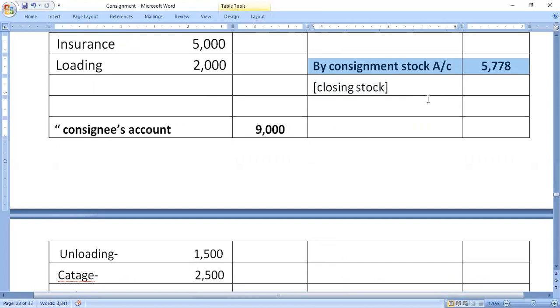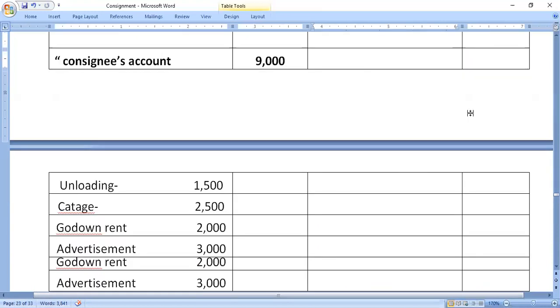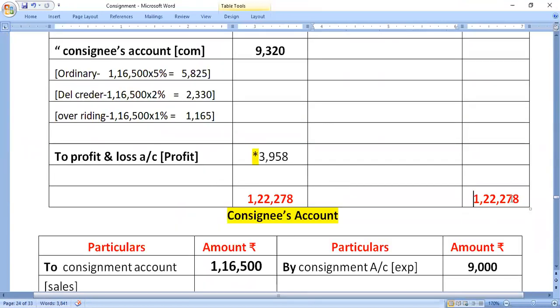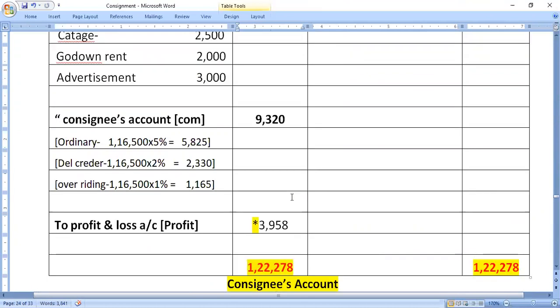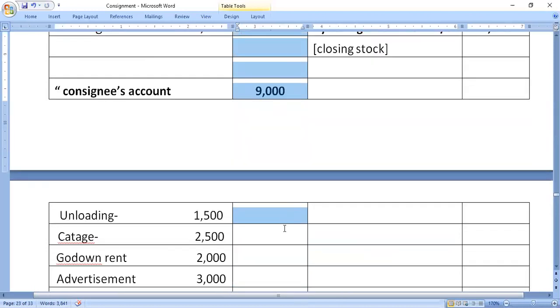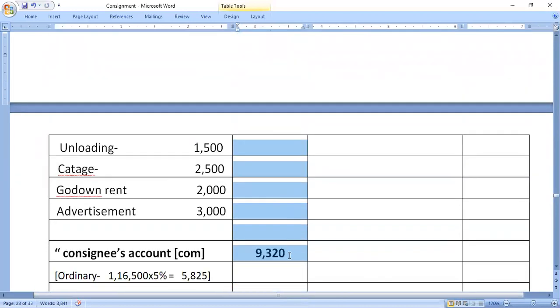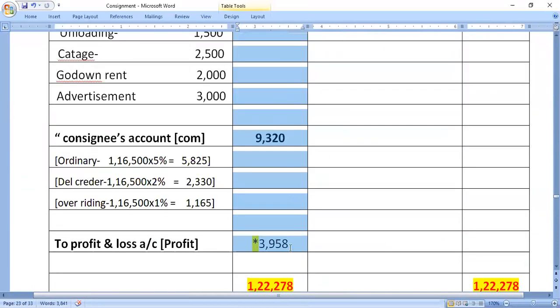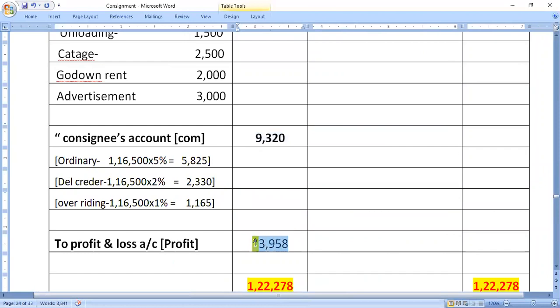5,778, my dears. So it leads to finding out profit or loss. Credit side higher, my dears. 1,22,278 credit side. Transfer to lesser side, 1,22,278. Out of credit side, we should deduct all the debit side content: 90,000, 10,000, 9,000, again 9,320. It leads to the profit of 3,958, my dears. 3,958 profit to profit and loss account.